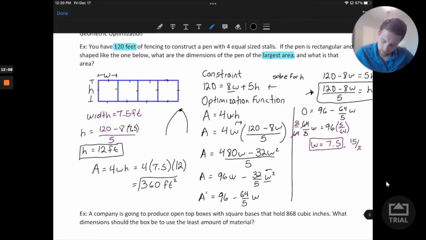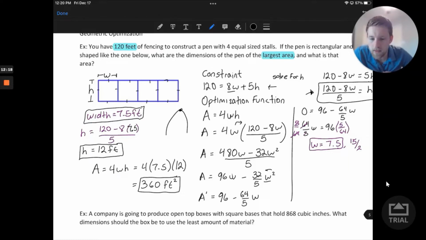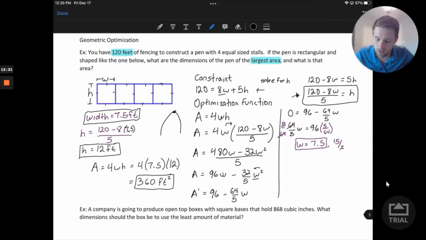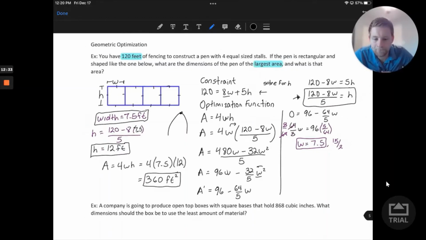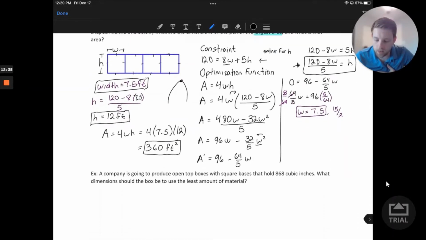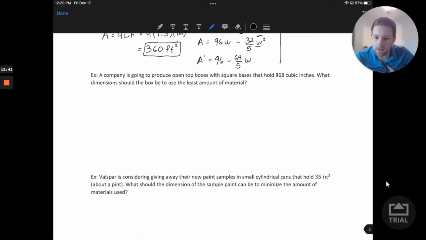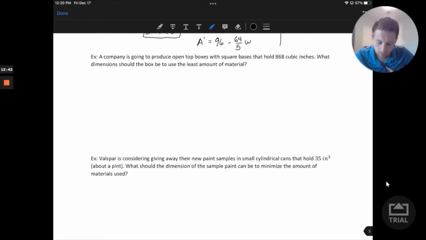And we'll call that as our final area here. So our dimensions would be the width of 7.5, the height of 12 feet, and then we'll have a total area of 360 feet squared. And that completes this first optimization. We have a couple more to take a look at, so let's go ahead and jump into the next example.